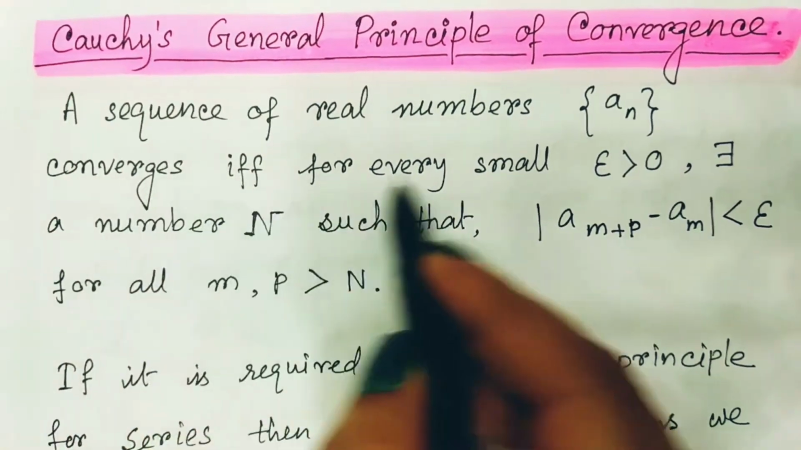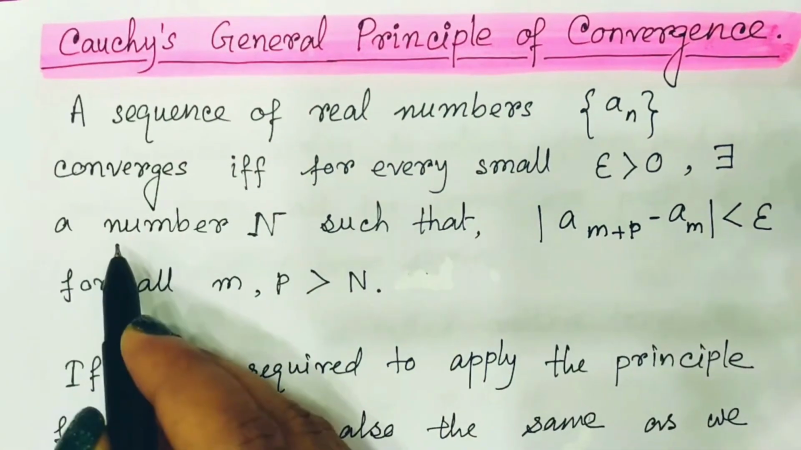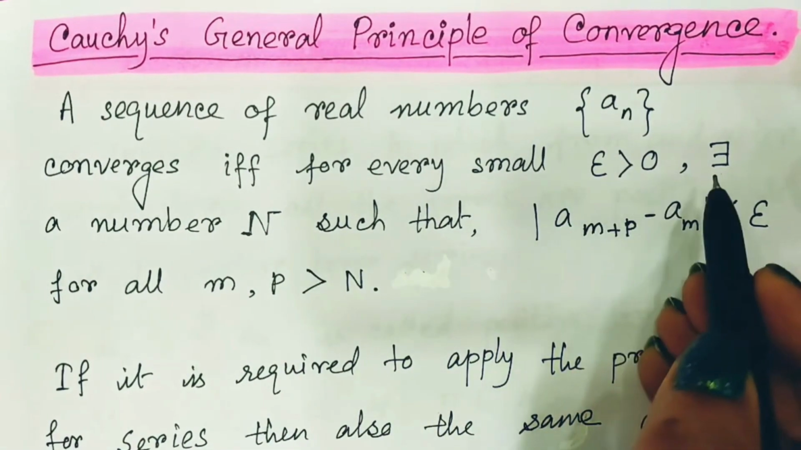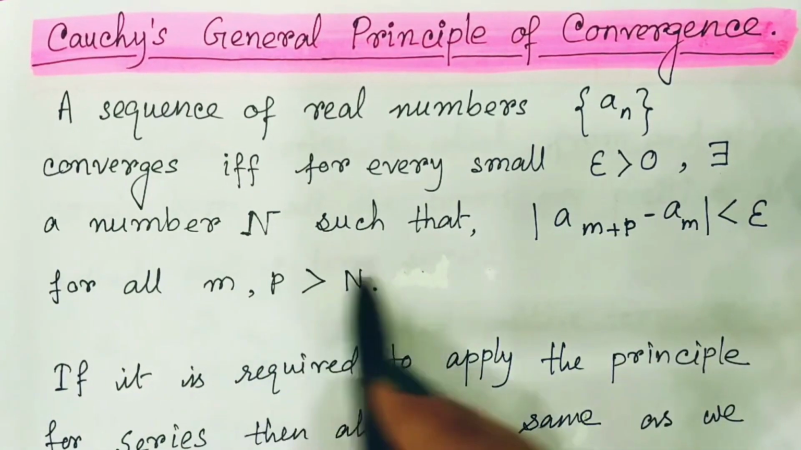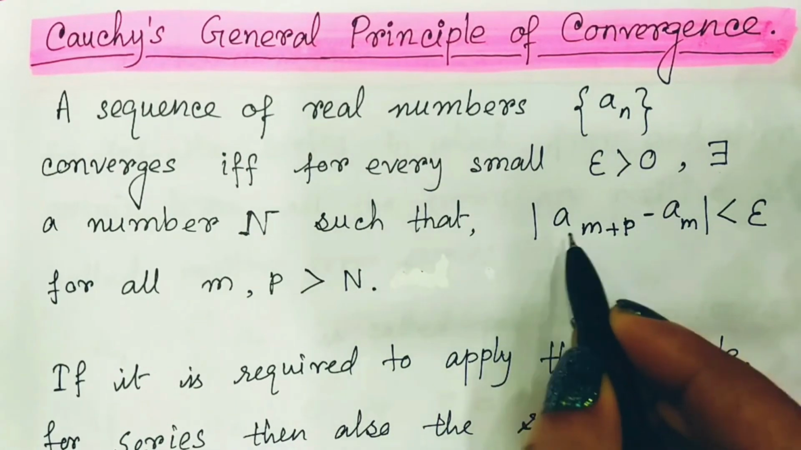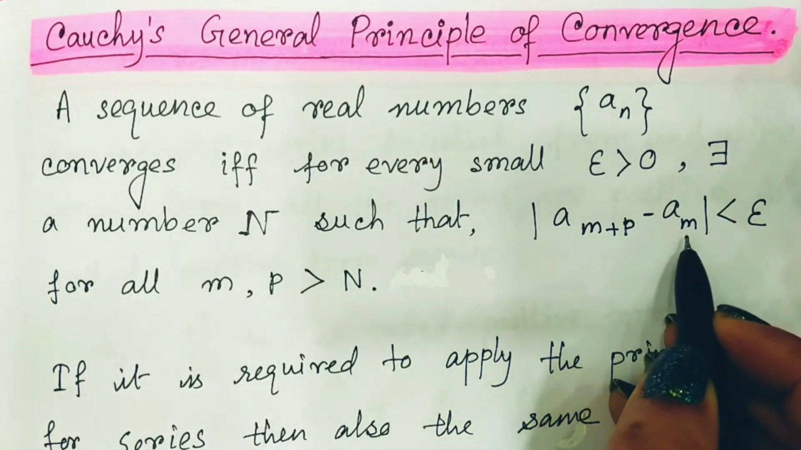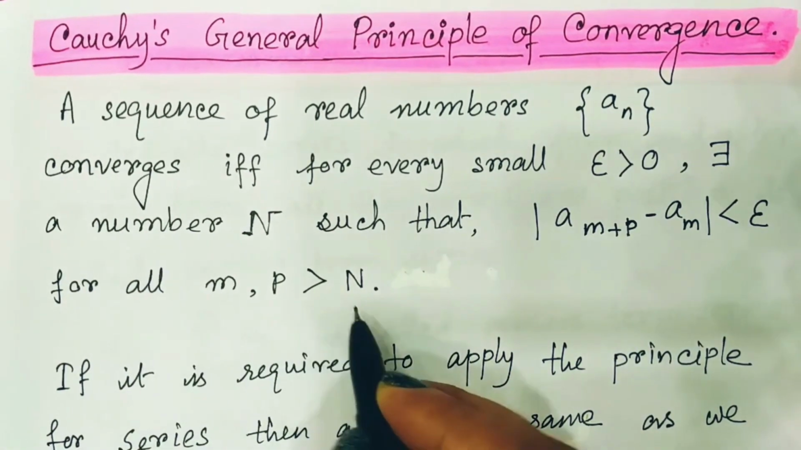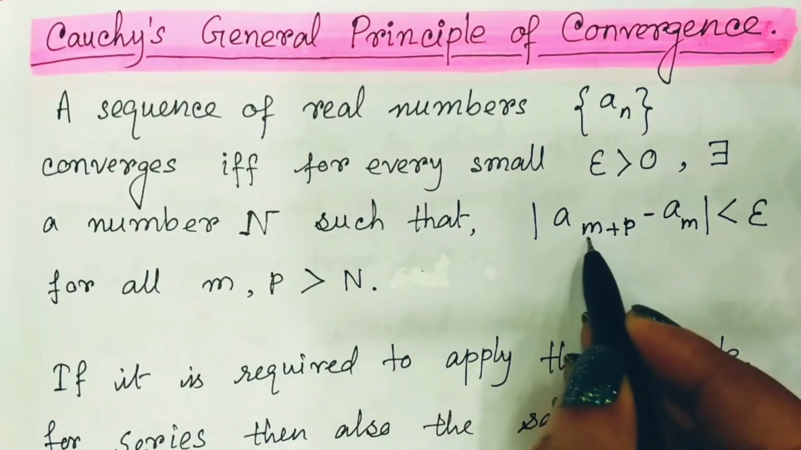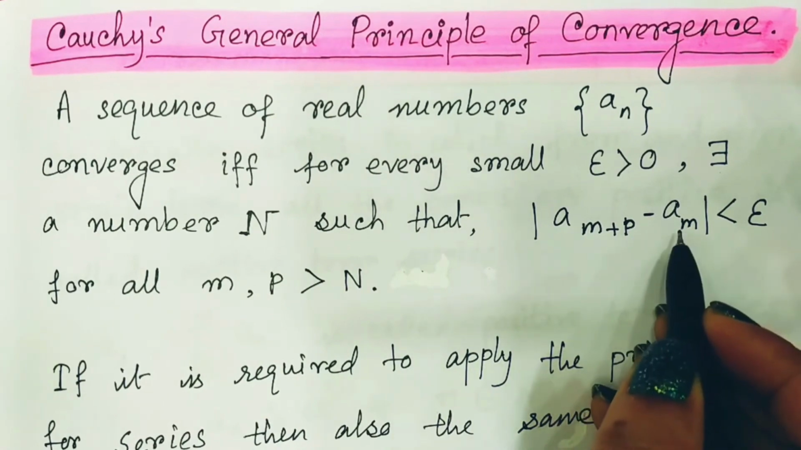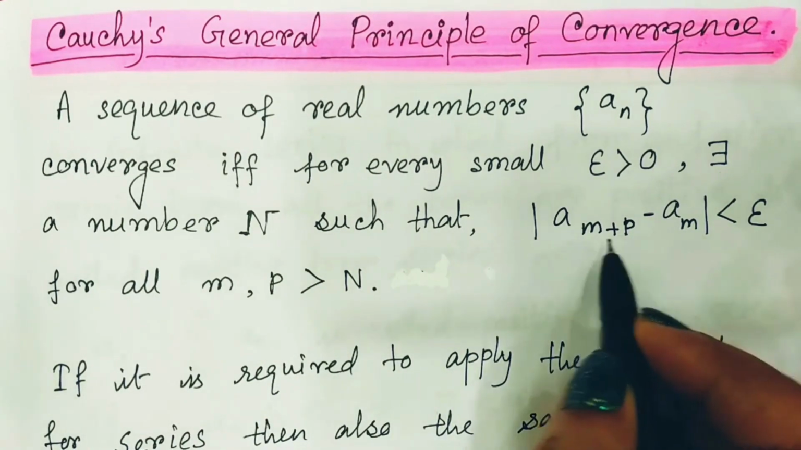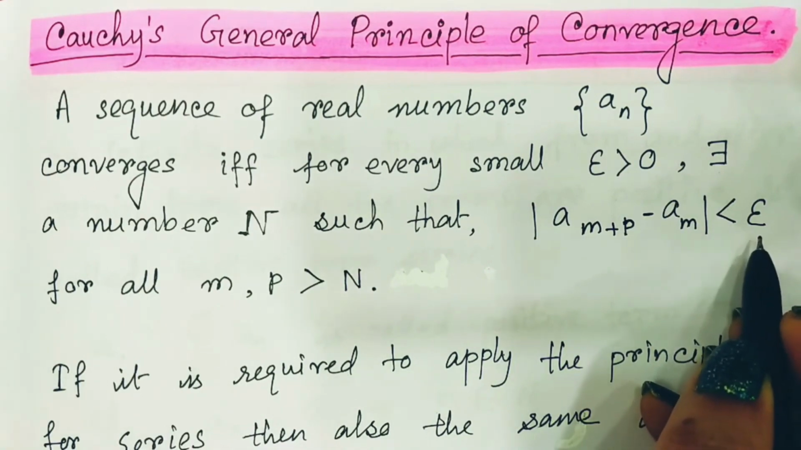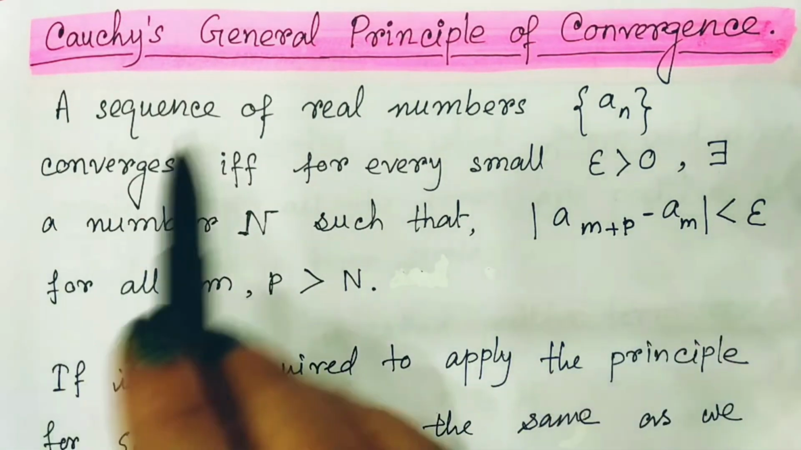A sequence of real numbers a_n converges if and only if for every small epsilon greater than 0, there exists a number N such that mod of a_(m+p) minus a_m is less than epsilon for all m and p greater than N. So these are the (m+p)th term and this is the mth term. If we take the difference of these two, then that value should be less than some epsilon value, which is a very small value. So that is for the sequence.